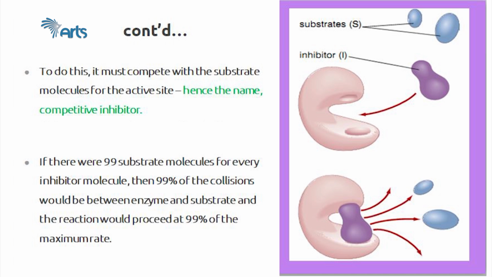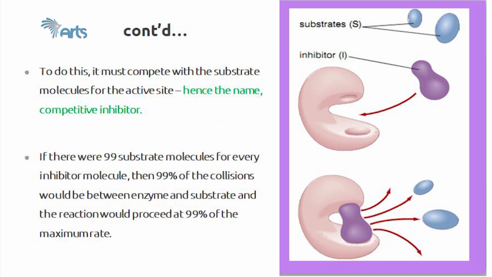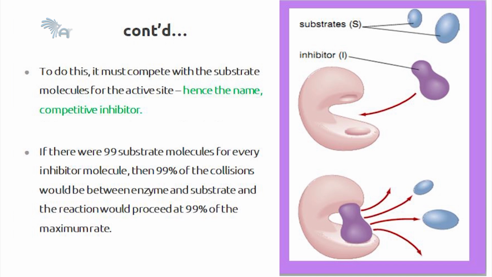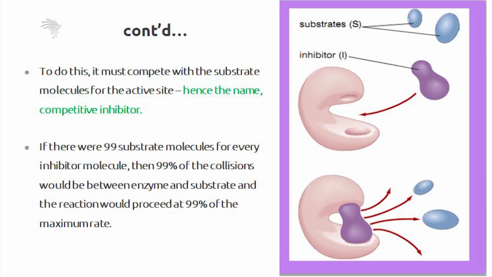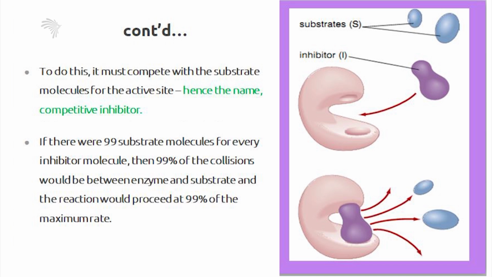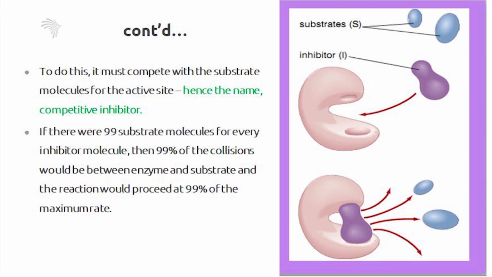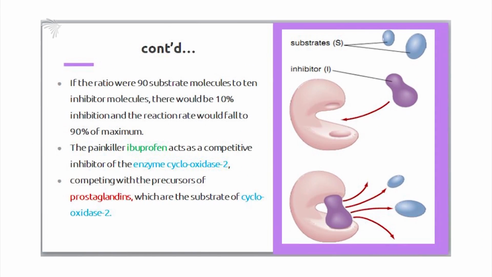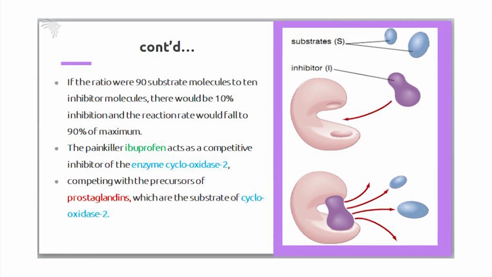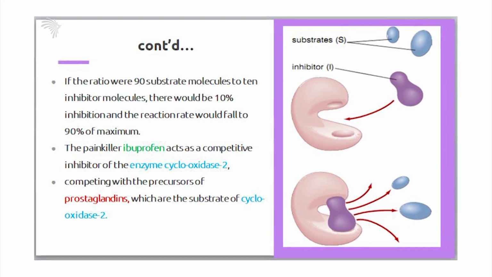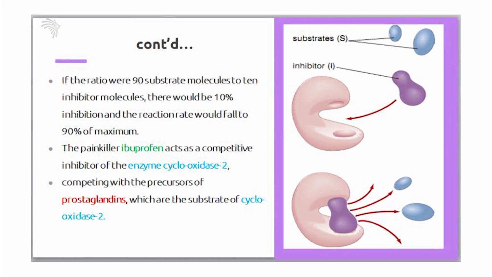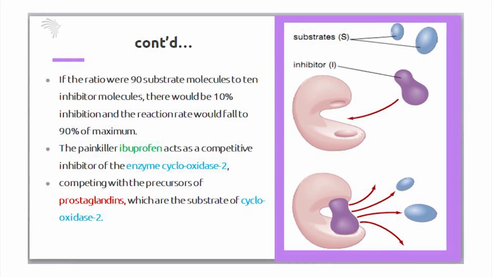If there were 99 substrate molecules for every inhibitor molecule, then 99% of the collisions would be between enzyme and substrate, and the reaction would proceed at 99% of the maximum rate. If the ratio were 90 substrate molecules to 10 inhibitor molecules, there would be 10% inhibition, and the reaction rate would fall to 90% of maximum.